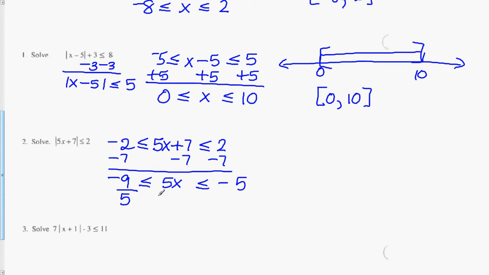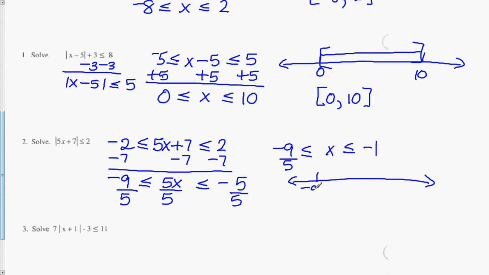And then we're going to divide everything by 5. So I'm going to have negative 9 fifths less than or equal to x, less than or equal to negative 1. So I'm just sketching a graph. Again, it's not really asking me to graph it. I'm just doing it because it helps me get my interval notation. So my interval notation would be negative 9/5, comma negative 1, with a bracket around each one.